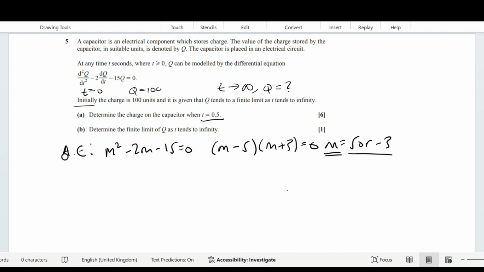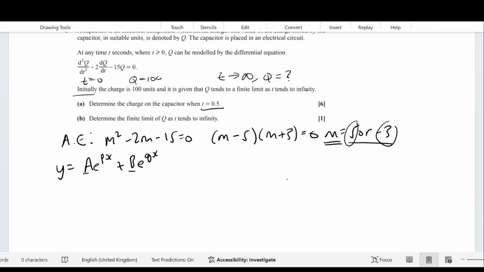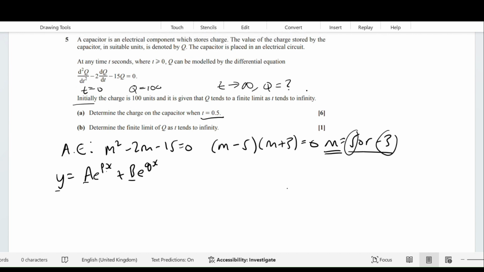If we have two real solutions, we know that using y and x, it would be y equals a e to the px plus b e to the qx, where p and q are the solutions. So here we have 5 and minus 3, and a and b are just some arbitrary constants. So this would mean that if, instead of y and x, we use q and t because those are the variables given, our general solution, so our GS, would be q is equal to a e to the 5t plus b e to the minus 3t. So this is our general solution.